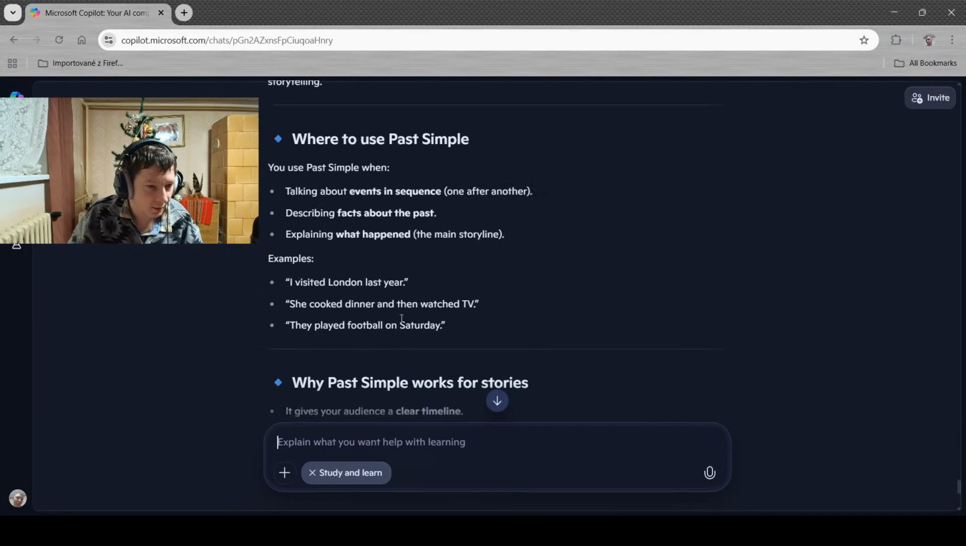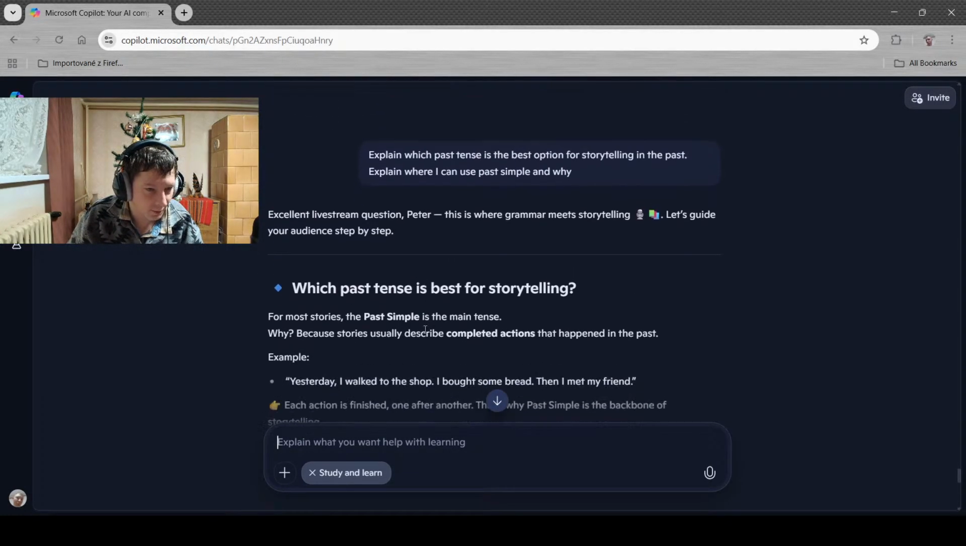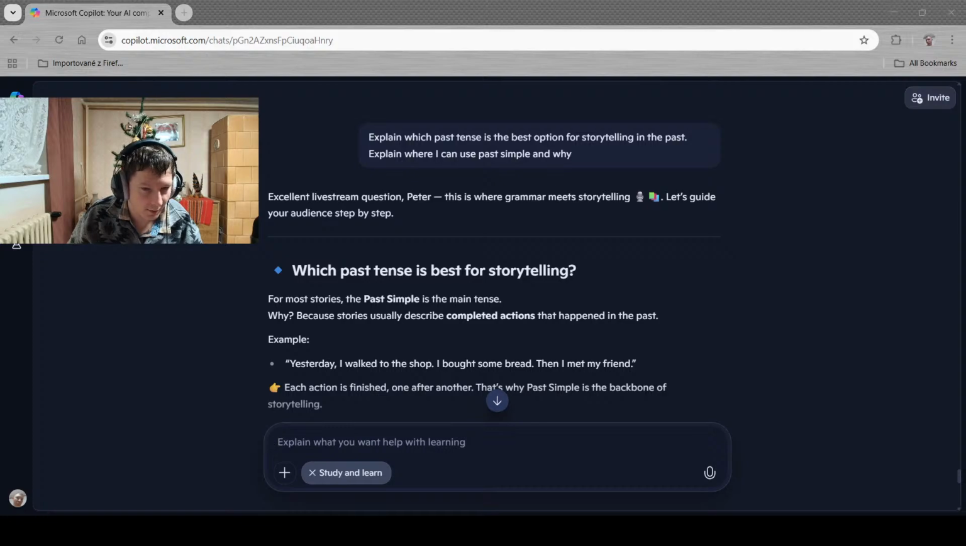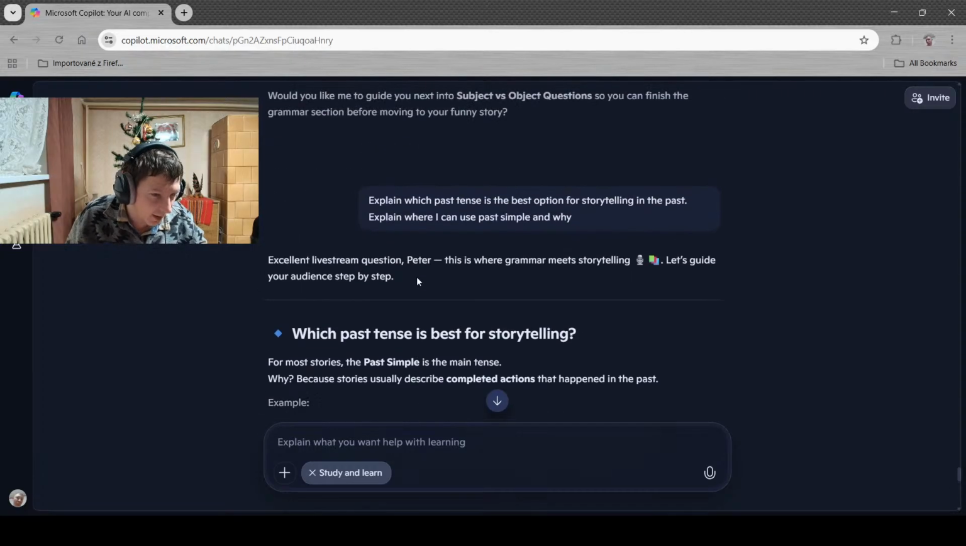F5. Can you see it? I think so that you can. Yes. Let's continue. Explain which past tense is the best option for storytelling in the past. Explain where I can use past simple and why. I mean past continuous. I'm sorry, but okay.